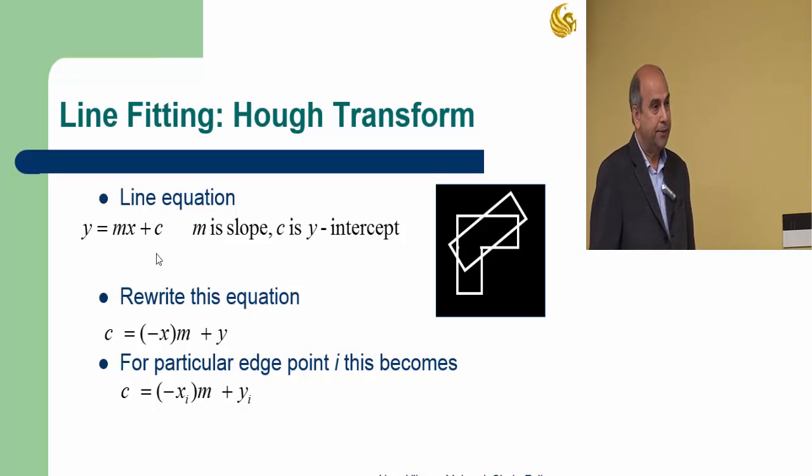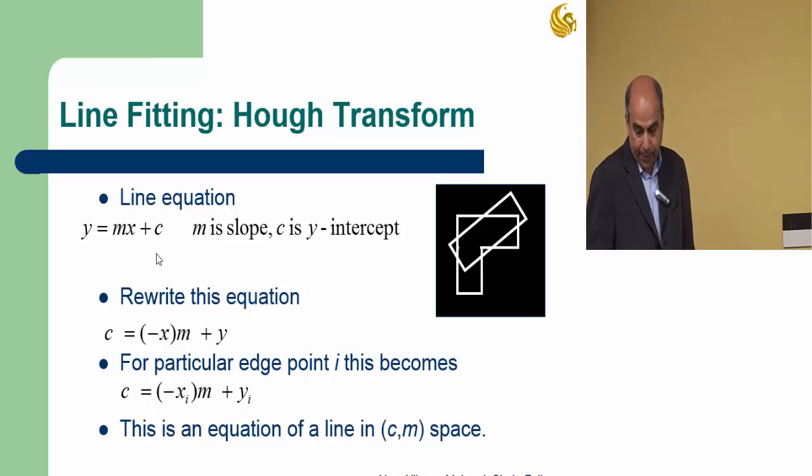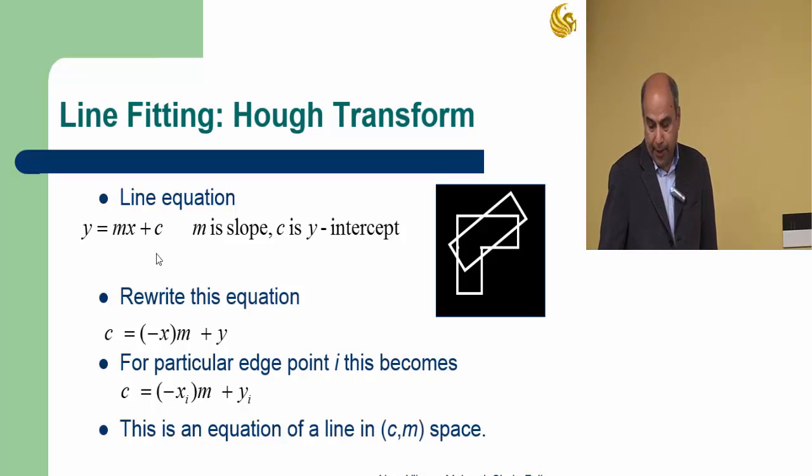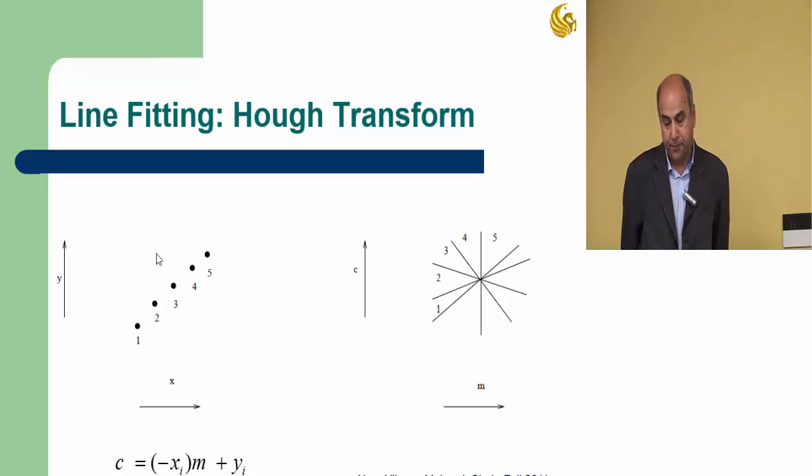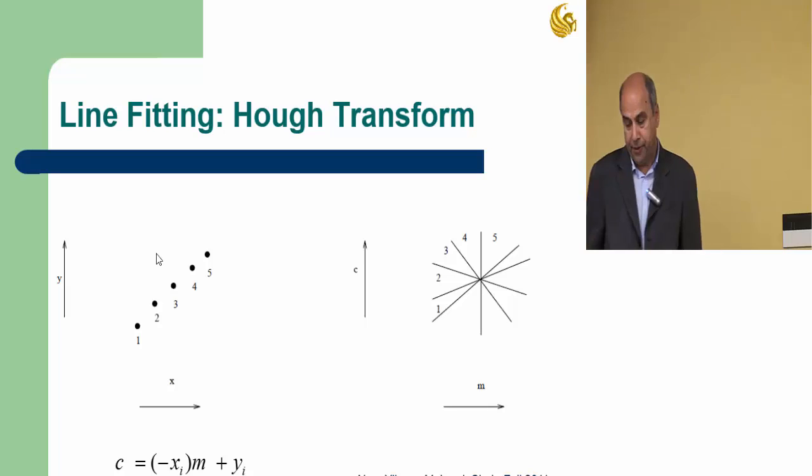So one point in the X and Y space maps to a line in the C and M space. C and M space are the slope and intercept. So then what's going to happen, say we have these 5 points in X and Y space. We'll take each point and map it to C and M space. Point number 1 will be a line like this. This point will map to a line like that, and so on, 3, 4, 5.